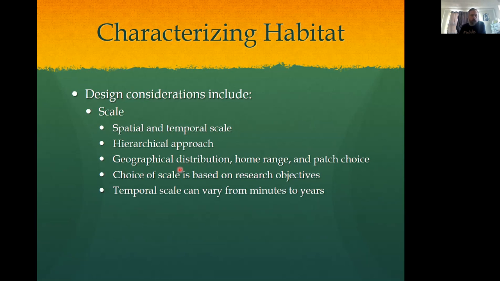Right, so we can think about geographical distribution of the entire species, kind of the big spatial scale, then to home range of an individual, slightly smaller, and then down to patch choice within that home range, right? What areas of this home range do these animals spend the most time in? Okay. And again, thinking about things from this hierarchical approach can give you this kind of roadmap, right?